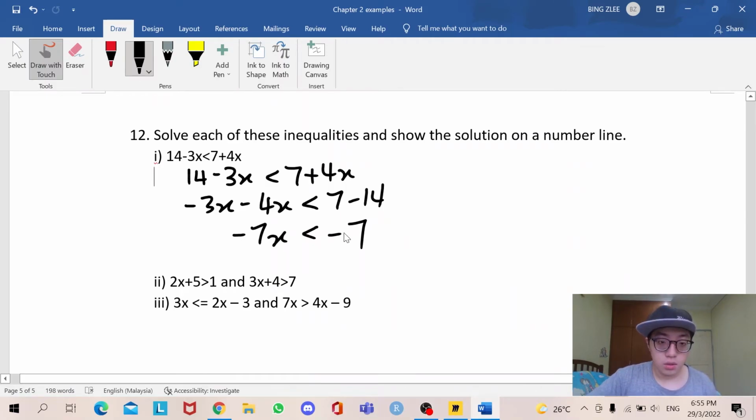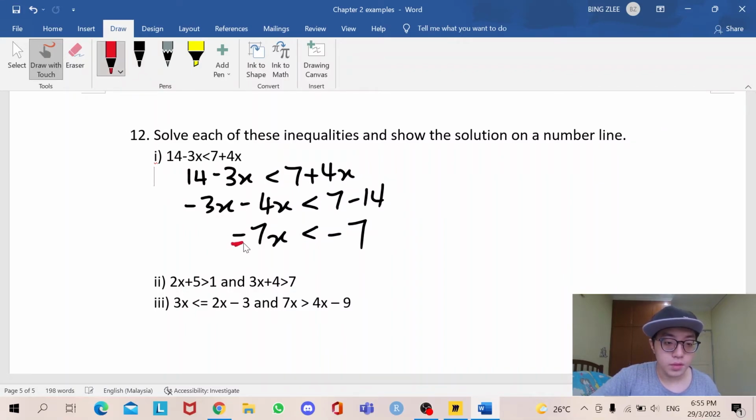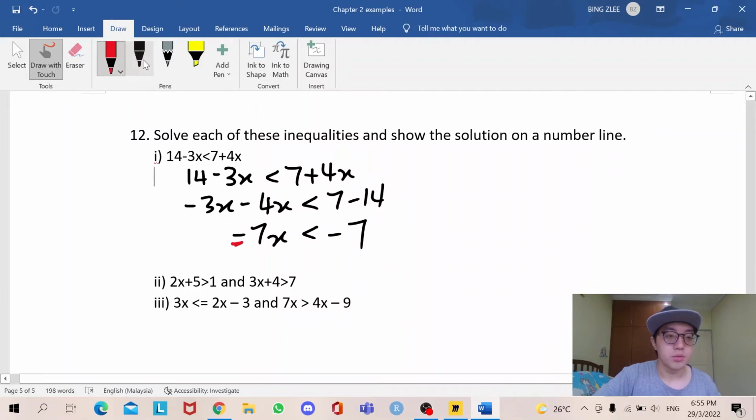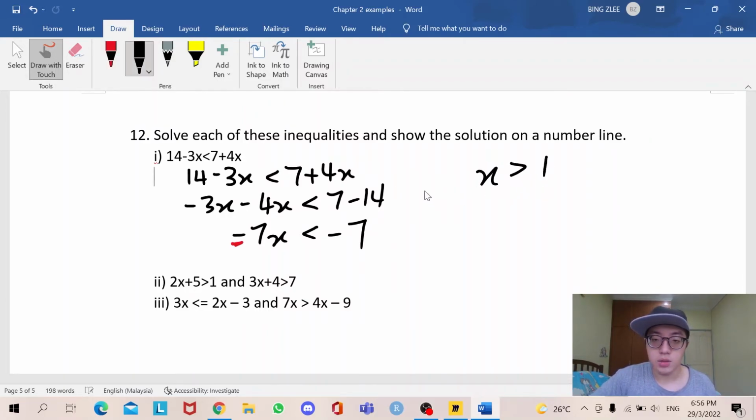So back to this. When you have a negative here, this is a negative, so you bring it over, x must be larger than 1. So this is the answer.